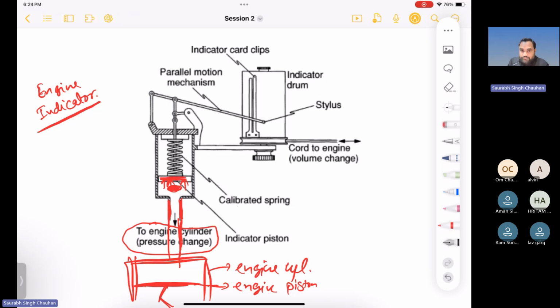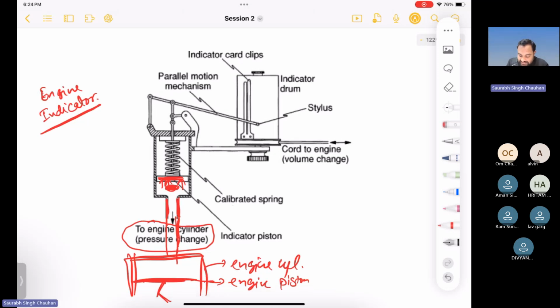When the pressure inside this engine cylinder changes, pressure also changes inside this indicator cylinder. As the pressure increases, it pushes this spring upward. When this spring is moved, it will move this rod. This is some mechanism, and with this rod there will be one pen or pencil that we call stylus.